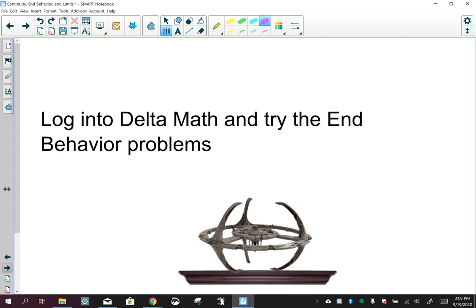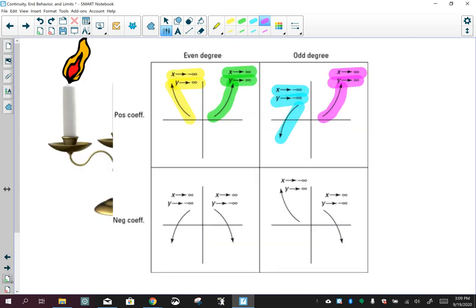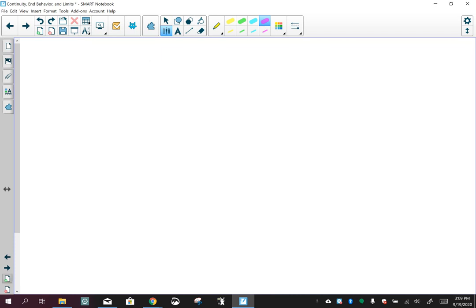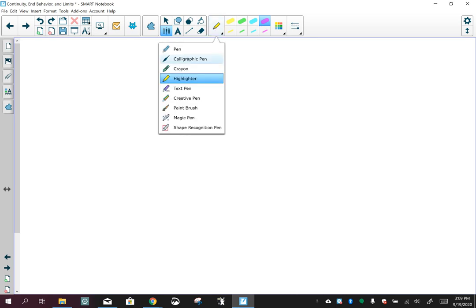So before you log into Delta Math and try your end behavior problems, let's actually see if we can do a problem or two here.